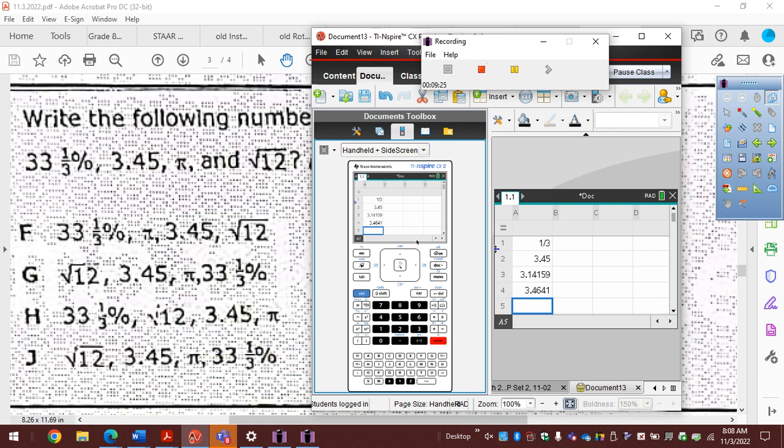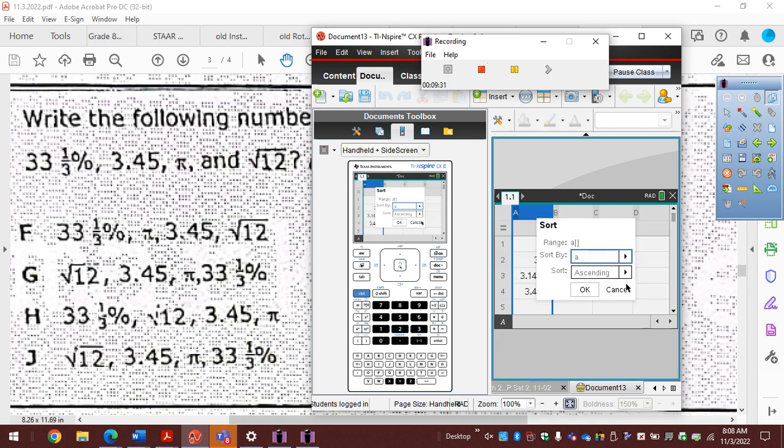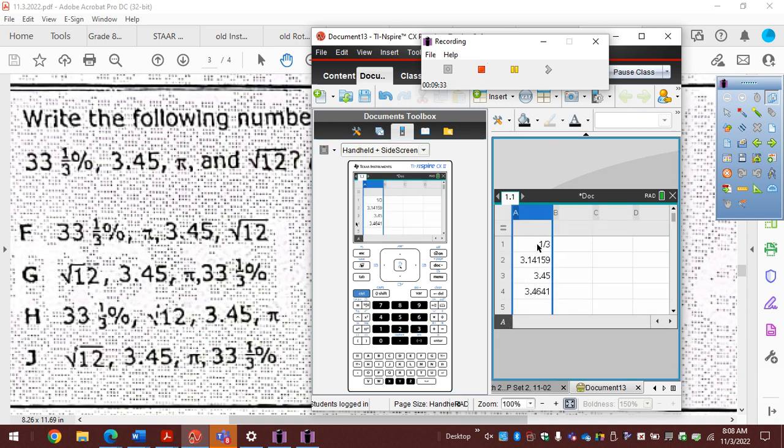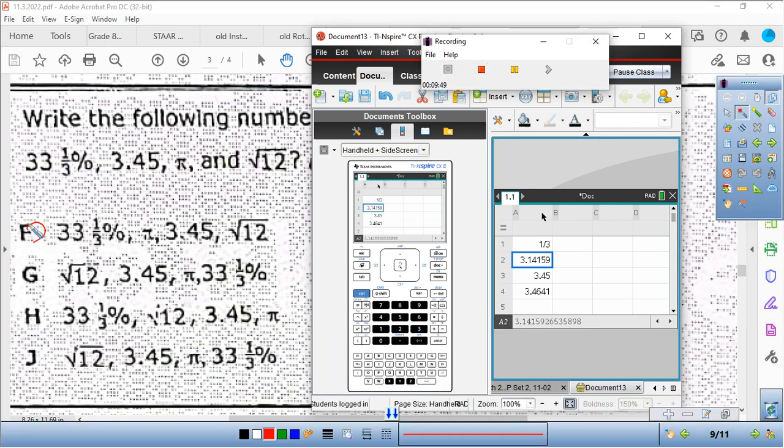So we come back over here. I have everything here, and we go all the way up, and I go to menu, 1, 6, and I'm going to go to ascending order, and there it is. So 1/3 would be the smallest. Remember, 1/3 is the 33.13, or 1/3%, and then pi, so that's just F. F is the answer.